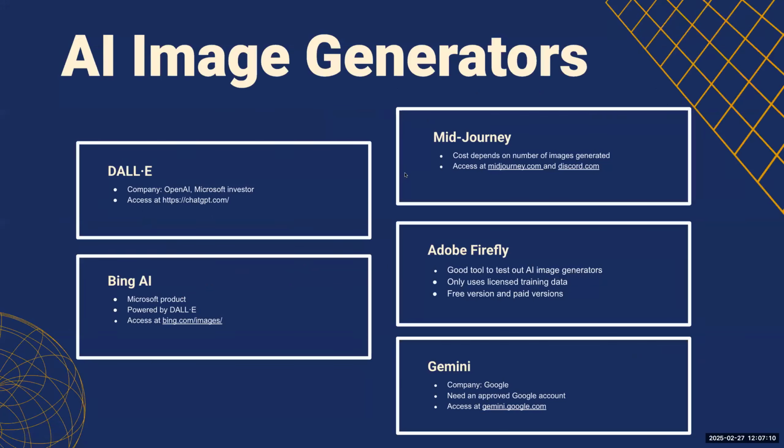So there are many AI image generators out there, and these are just a few of probably the more popular ones. DALL-E is one that is actually owned by OpenAI, who creates ChatGPT. ChatGPT was developed with a heavy investment from Microsoft. Bing AI is actually using DALL-E, but it's a Microsoft product. They've licensed the use of DALL-E and ChatGPT, and you can use Bing also to generate images.